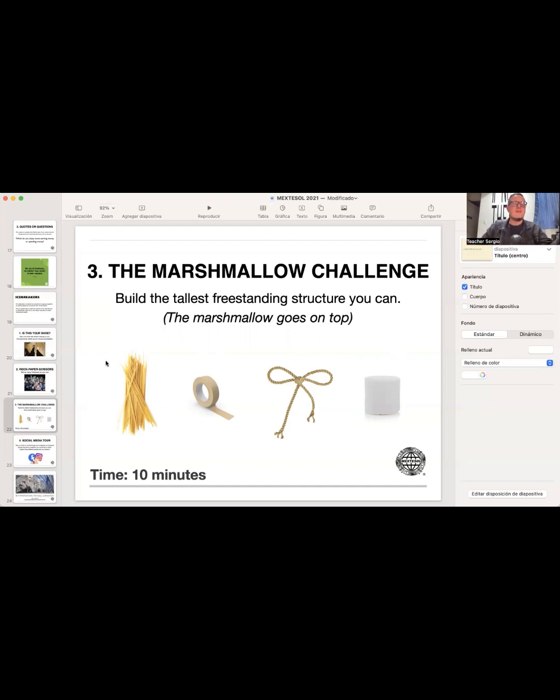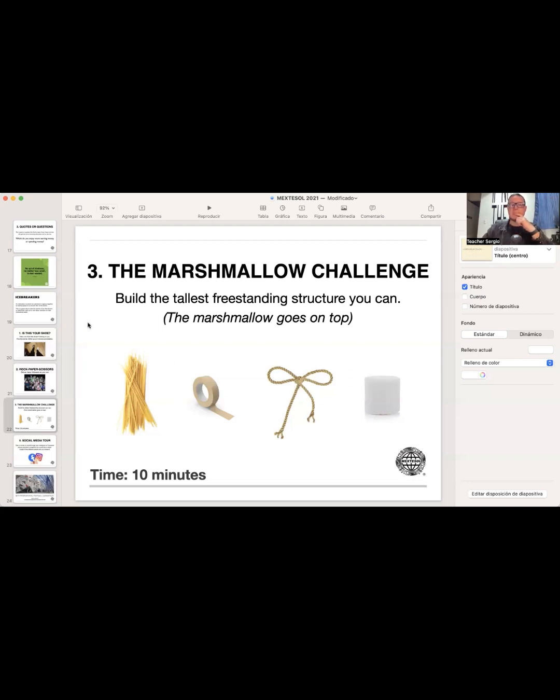So again, this is a very good activity in order to have them participate, exchange ideas, negotiate, help each other. And it's always really nice to see how they organize themselves in order to make very tall, or I was going to say high, buildings with this. Any questions about this?